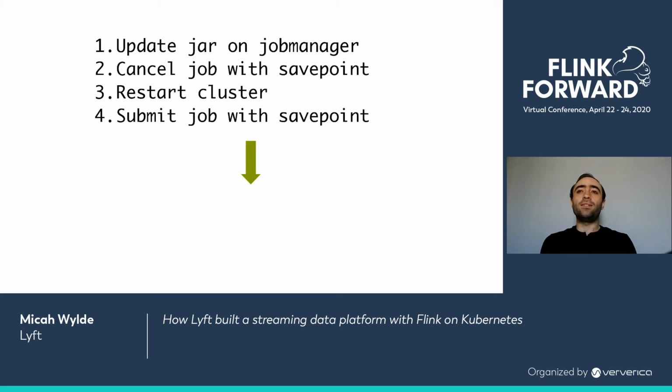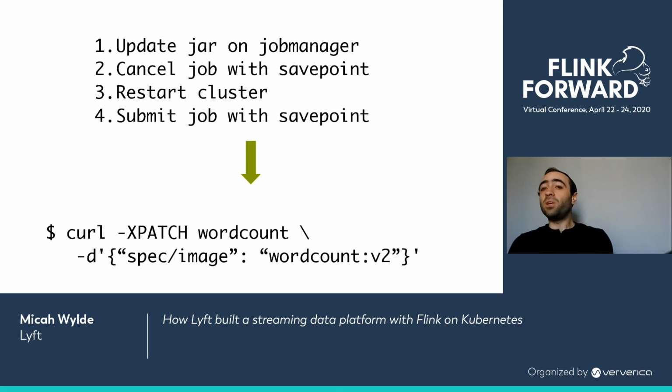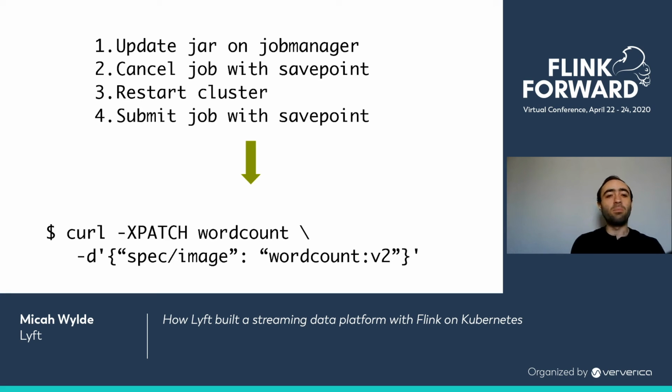In the update case I mentioned earlier, in our legacy platform we had these bash jobs that tried to automate this process. It's fairly complicated. You have to update the jar, cancel the job with a save point, restart the cluster, and then submit the job with the new code and the save point. Now we replaced that with something really simple: you just update the part of the config with whatever changes you'd like. The typical case is just a new image, or it can be as complicated as updating Flink configurations, resources, or parallelism.